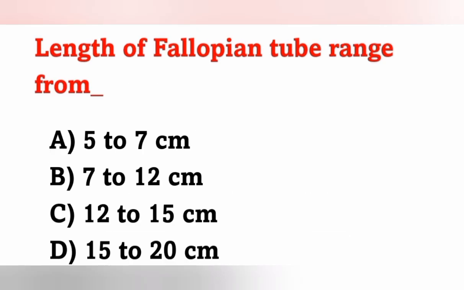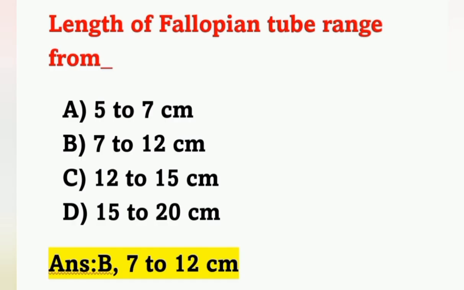And the next question, length of fallopian tube ranges from? Options, option A 5 to 7 cm, option B 7 to 12 cm, option C 12 to 15 cm and option D 15 to 20 cm. Length of fallopian tube, the correct answer is option B 7 to 12 cm.